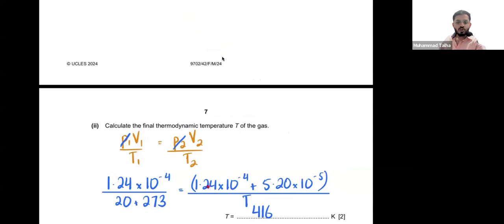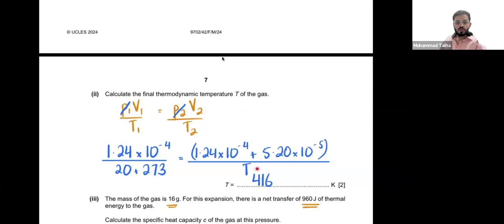The new volume would be the old volume plus the change that we just used in the part above. So this gives us the new volume. From this, we just make T the subject of this equation. It turns out to be 416 Kelvin.